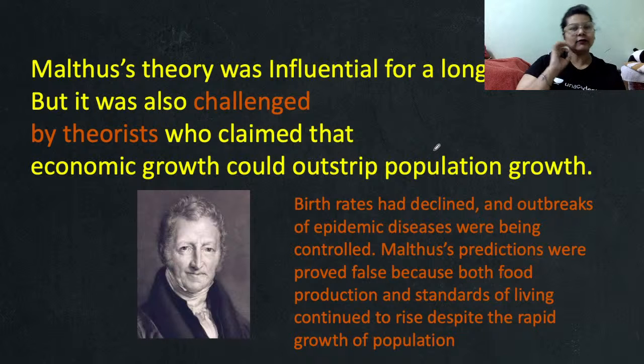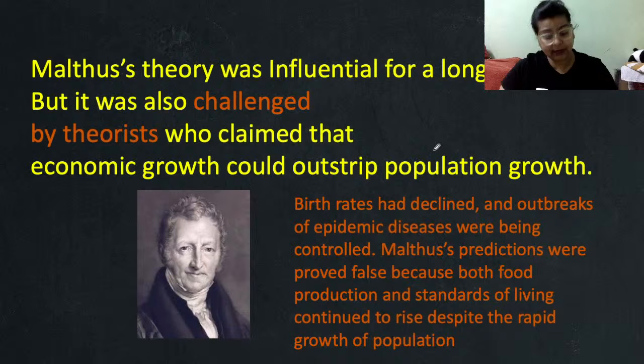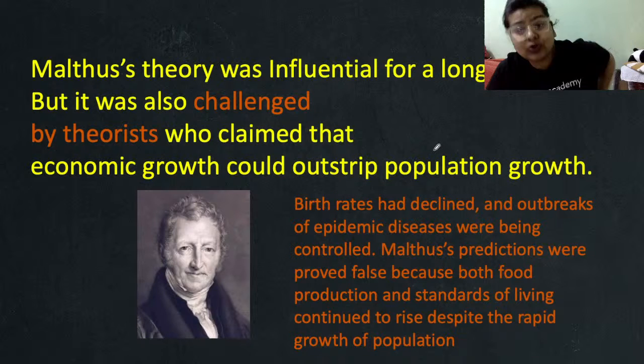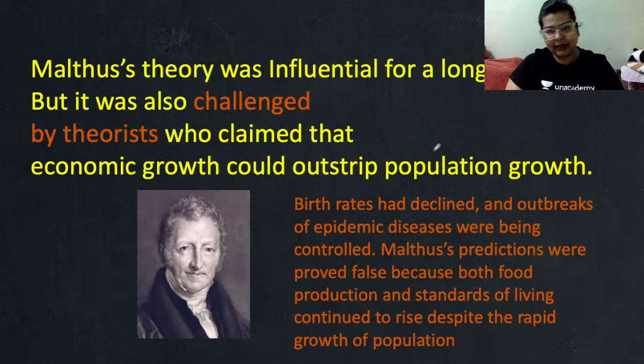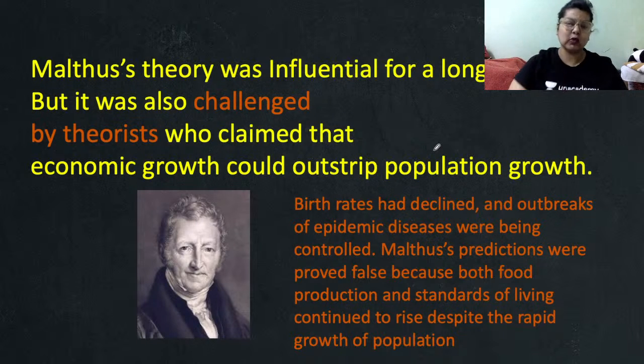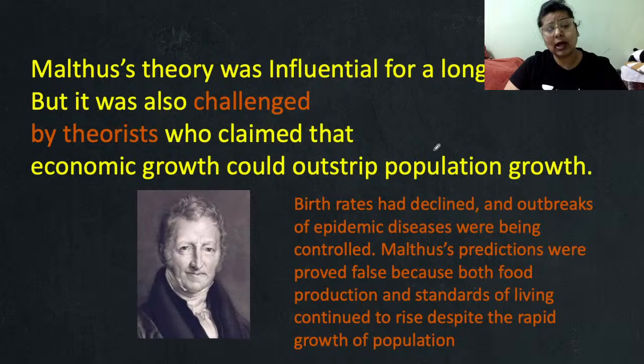Now, his theory was very influential for a very long time, but it was challenged, and people criticized and questioned it. They claimed that economic growth could outstrip population growth, as birth rates declined and epidemic diseases were contained. Of course, Malthus' predictions were proved false because both food production and the standard of living continued to rise despite the rapid growth of population. Both of them rose, so his theory was challenged.